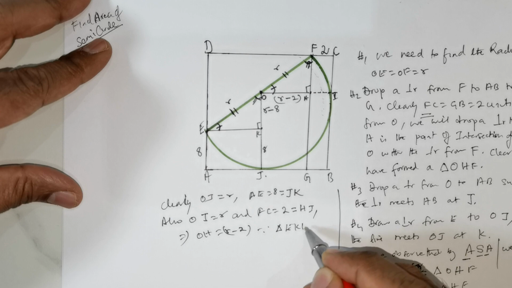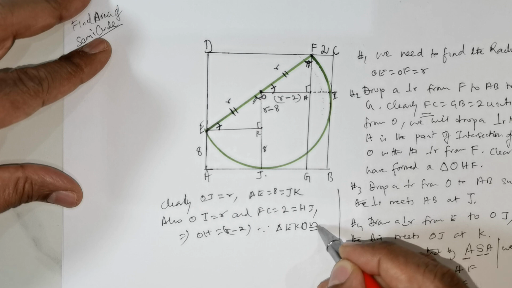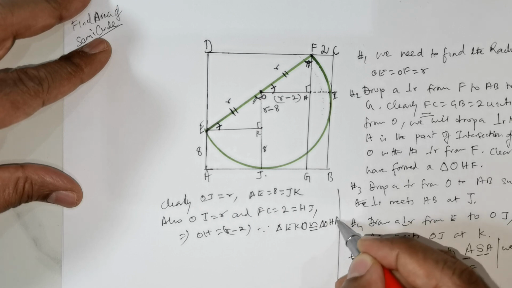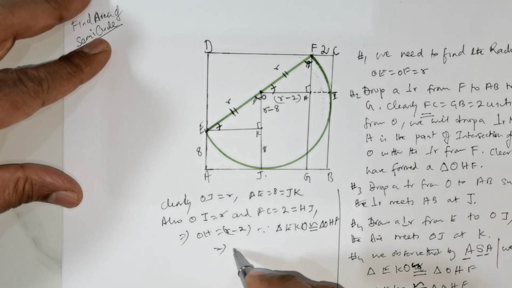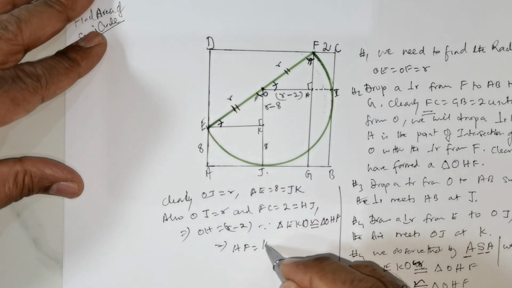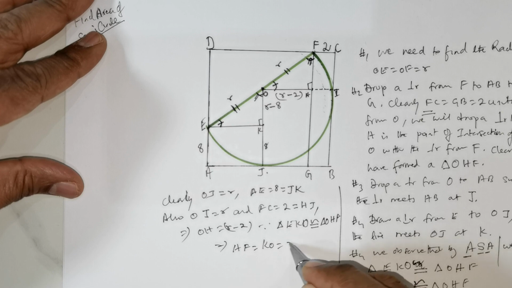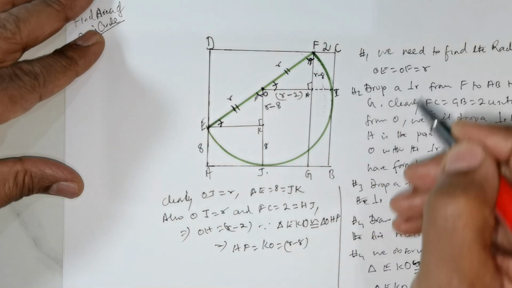Fine, fantastic. Now what I'm going to do is, since triangle EKO is congruent to triangle OHF, this means HF is equal to KO, which is equal to R minus 8. So this is R minus 8, right?